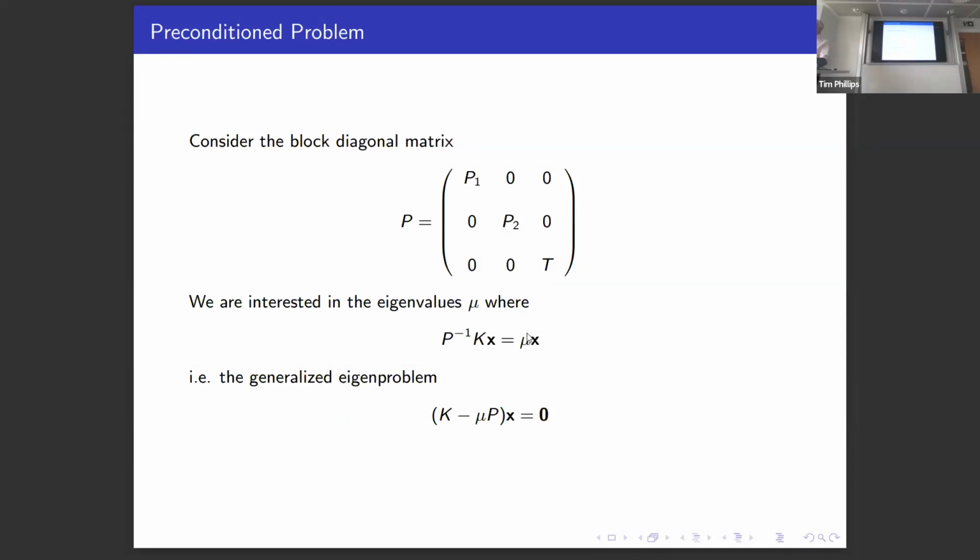So let's look at block diagonal preconditioners. So choosing P to be of this form, and we'll look at choices for P1, P2, and T. P1 and P2 will turn out to be the same. As I say, the performance of conjugate gradient depends on the eigenvalues of the system. So, can we find the eigenvalues of this problem, which is the same as this generalized eigenproblem, (K minus mu P)x is equal to 0.